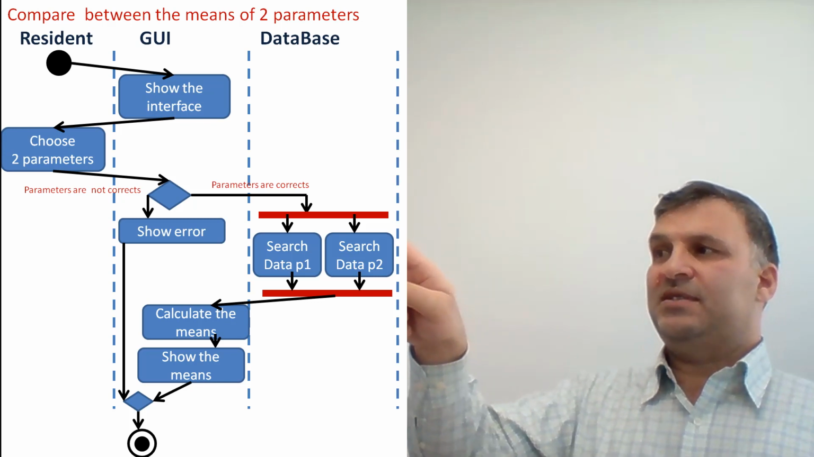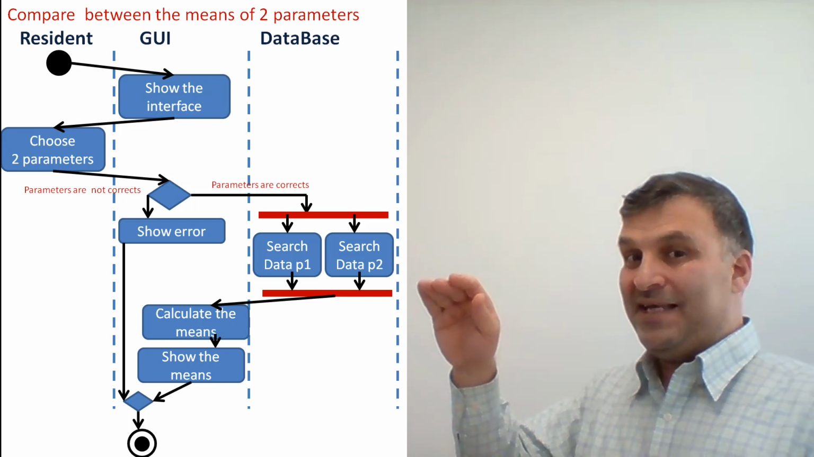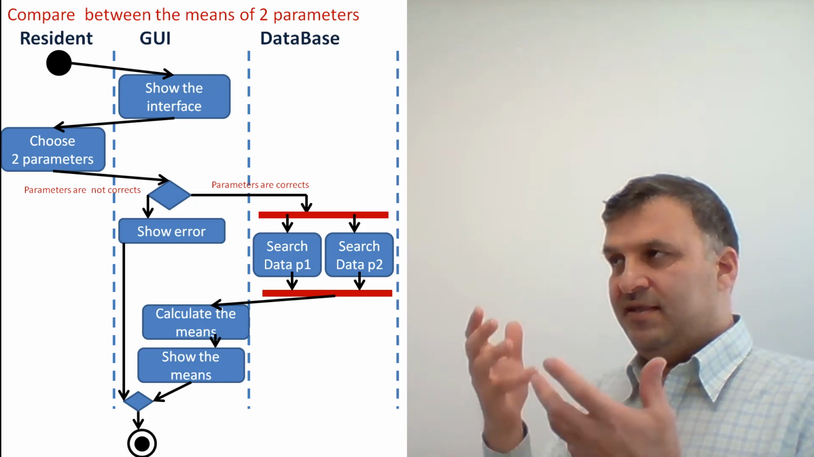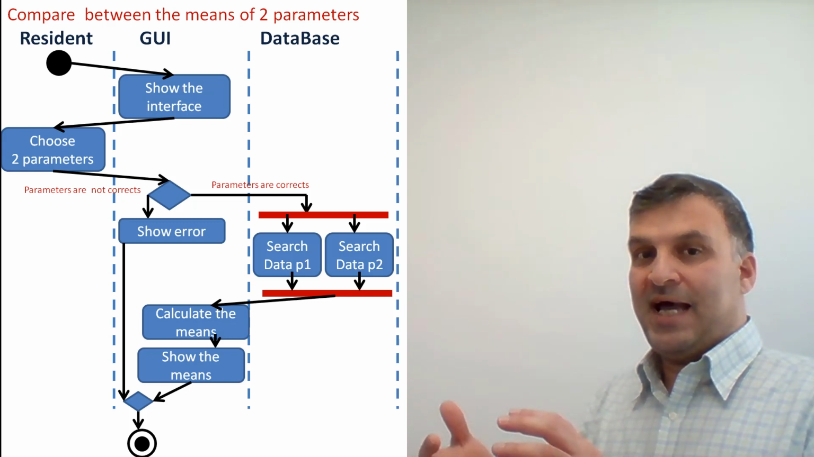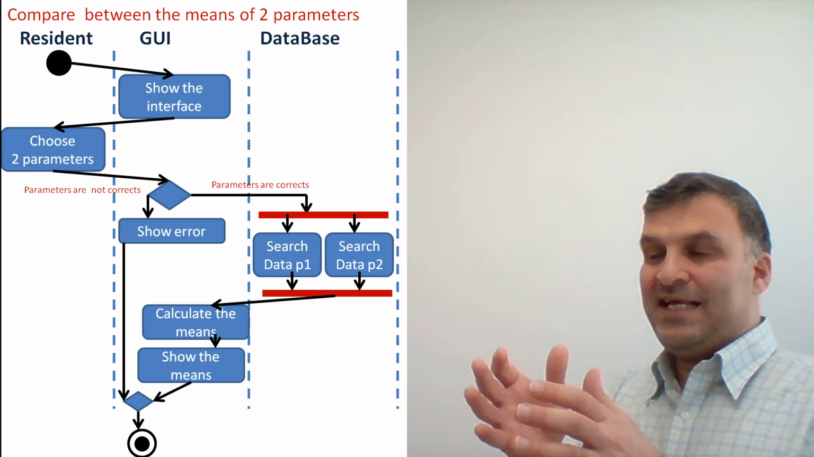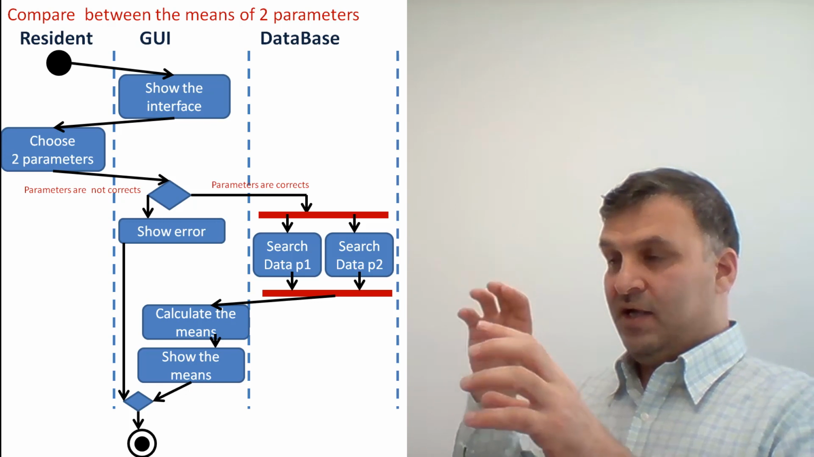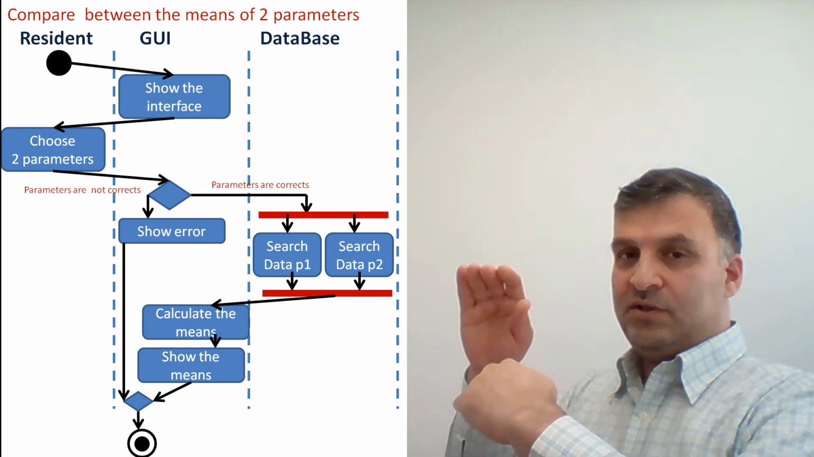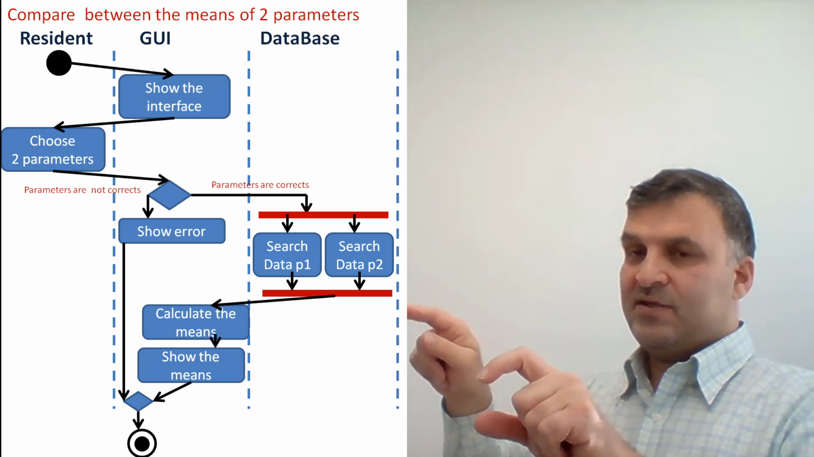Now, if the parameters are correct, what will happen? The database management system, as I said before, is not really the database, it is the program that manages the database. The database management system will make the necessary actions in order to search the data of the first parameter and the data of the second parameter. When the collection of the two groups of parameters finishes, we have a join. So we have a fork, then we have a join bar, and we continue the execution.